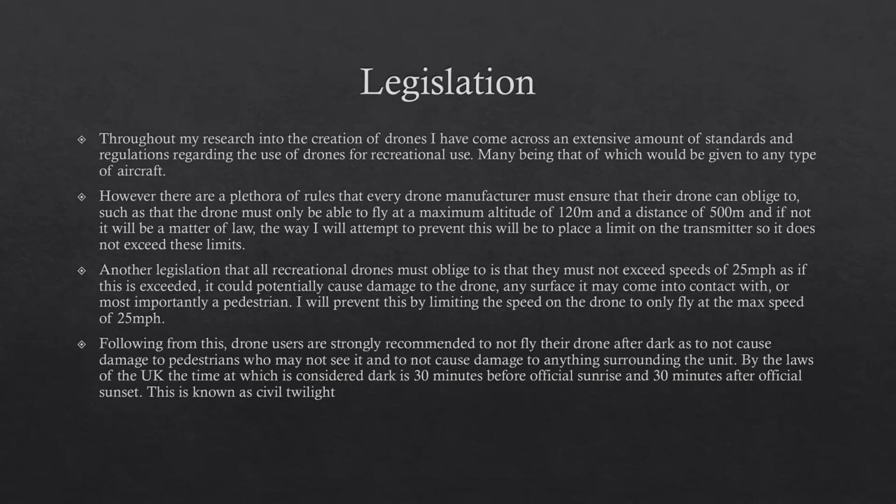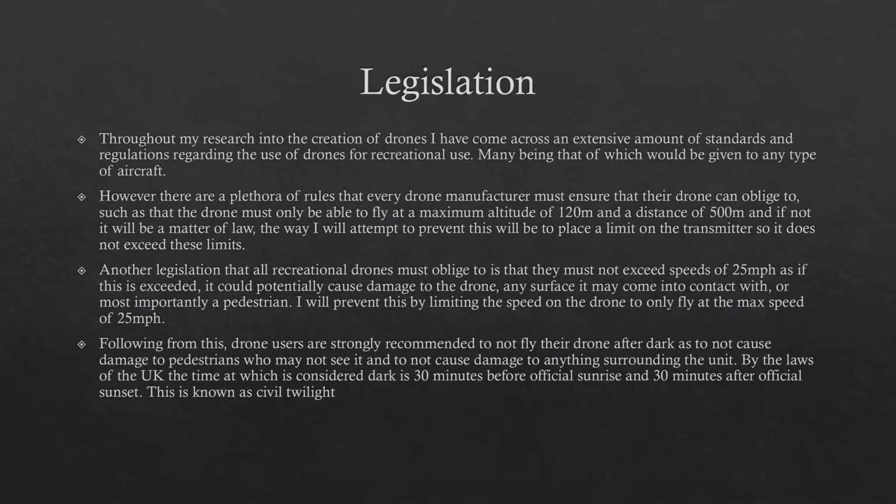Legislation. Throughout my research into the creation of drones, I have come across an extensive amount of standards and regulations regarding the use of drones for recreational use, many being of which would be given to any type of aircraft. However, there are a plethora of rules that every drone manufacturer must ensure that their drone complies to, such as that the drone must only be able to fly at a maximum altitude of 120mm and a distance of 500 meters, and if not, it will be a matter of law.